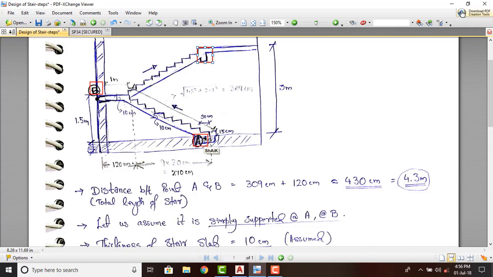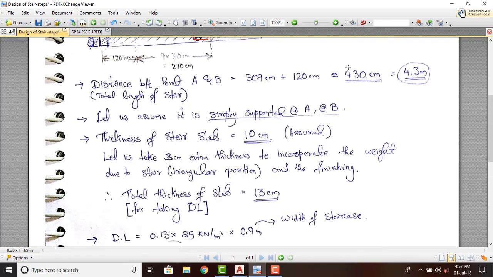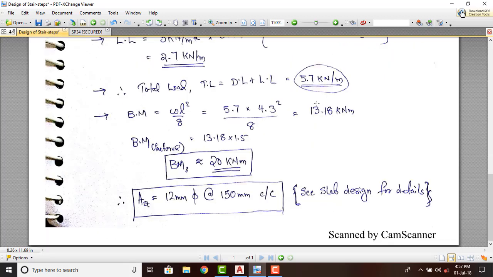So as we have considered this slab as supported at points A and B, and at this point as simply supported, the bending moment is given by WL square by 8. In this case, W is 5.7 kN per meter, which we have calculated here. Then the length is 4.3 meter, which we have calculated here. So the bending moment is equal to 13.18 kN meter. And applying a factor of safety of 1.5, we will get a bending moment equal to 20 kN meter.